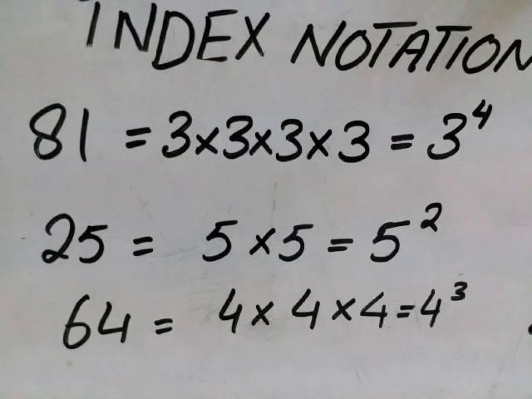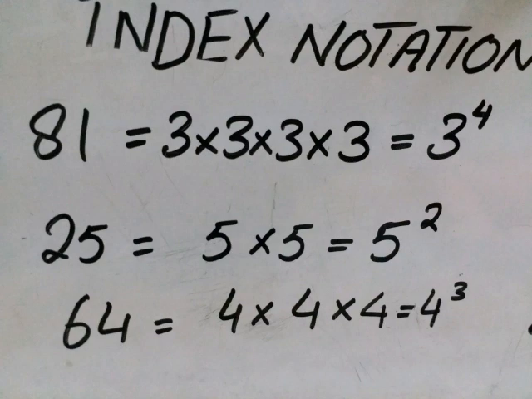Index notation. How can we write in index notation? We know that when we multiply 3 four times by itself, we get 81. It also can be written as 3 to the power of 4, because 3 is multiplied 4 times by itself.